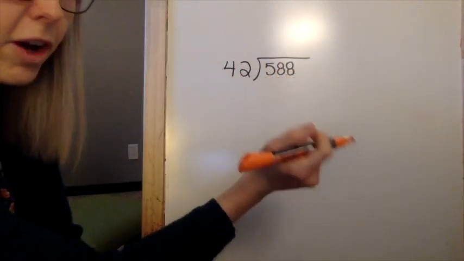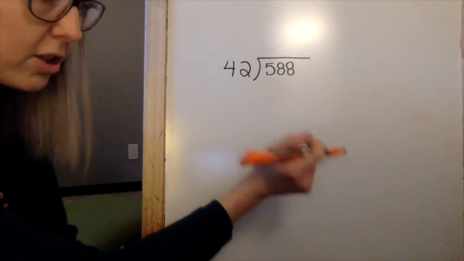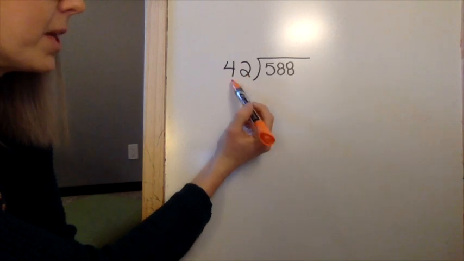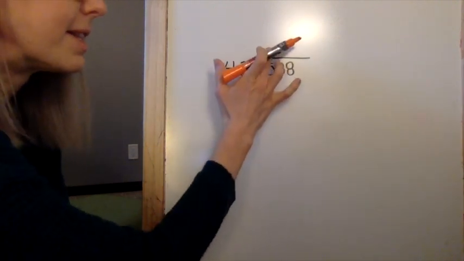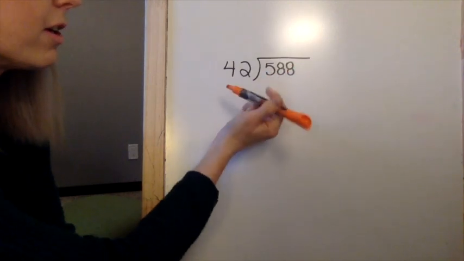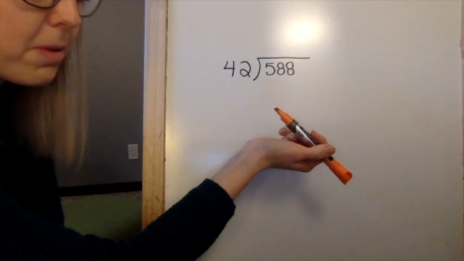Okay, so I'm going to follow the steps that we used for single digit division to do this. We're trying to figure out how many groups of 42 go into 588. Now, it's the same steps. It's just you might not know your 42 times tables. So it might take a little bit more thinking for you, but that's okay.